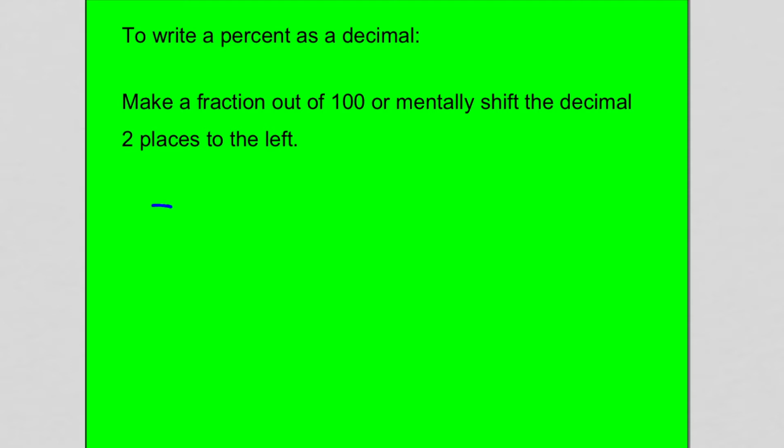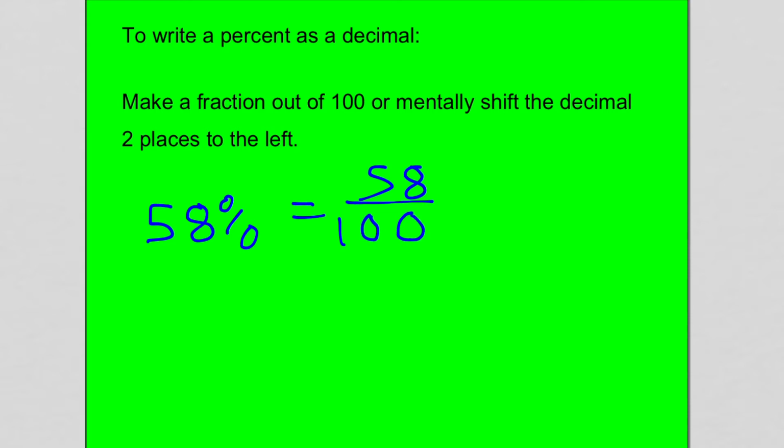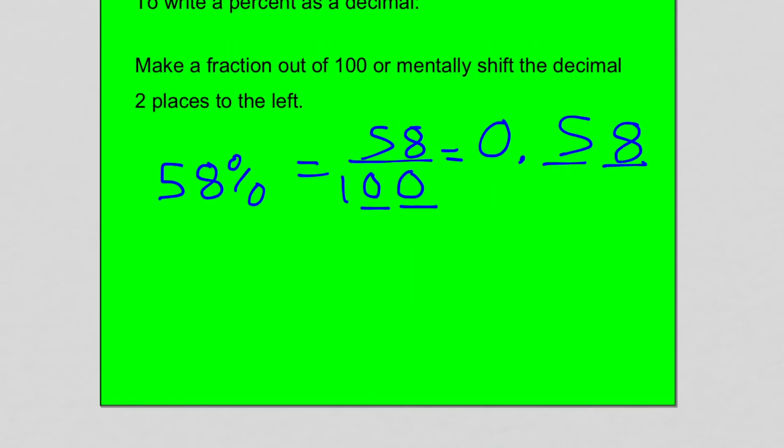Let's say we have the percent 58%. Well, we know from our previous video that 58% means 58 out of 100. And we know from previous work that when you have a fraction out of a base 10, out of 10, 100, 1,000, 2 zeros in 100 mean 2 decimal spots where we will put the 5 and the 8 and a 0 in front. So that's 58 hundredths. So you can make it a fraction out of 100, or you can use a little mental math.